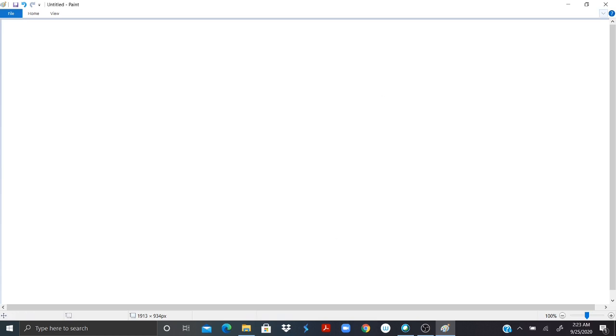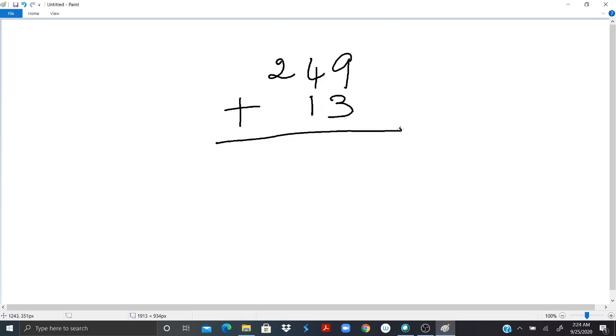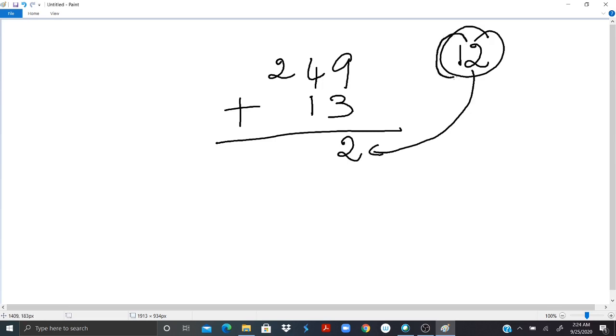Another example, let's do 249 plus 13, right? We start with 9 plus 3. That will give us 12. In this case, we have our result, which is 2 digits. 12 is 2 digits. So what we do is we write the rightmost digit right here, the 2, and we carry the 1 to the next place. I put 1 on top here.